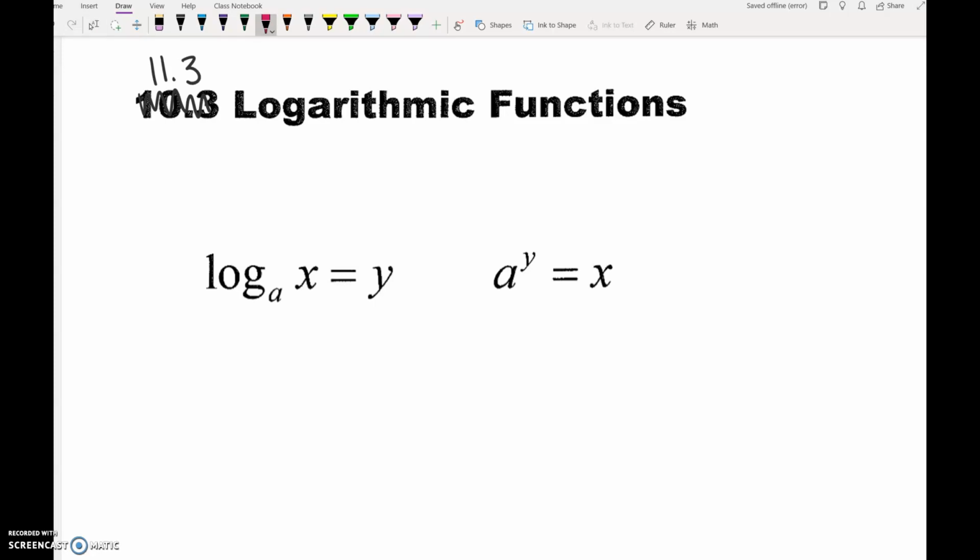These two statements mean the same thing. These two statements are equivalent. The first one is written in logarithmic form, and the second one is written in exponential form. Sorry, my handwriting is not very good right now. To transfer from one form to the other, we're going to do something that I like to call the logride.